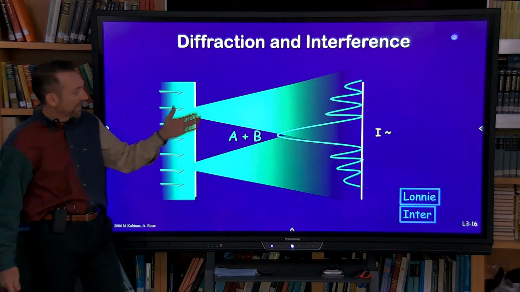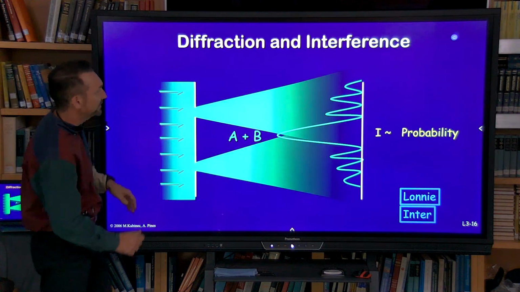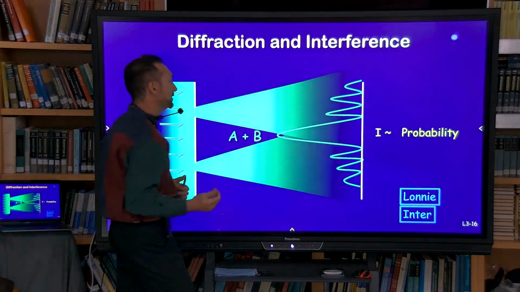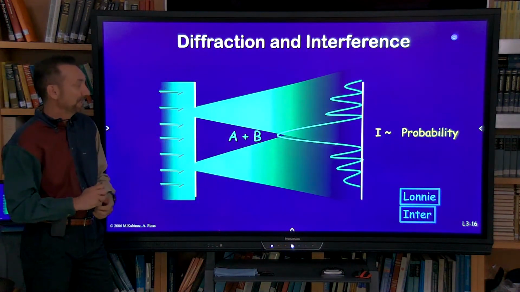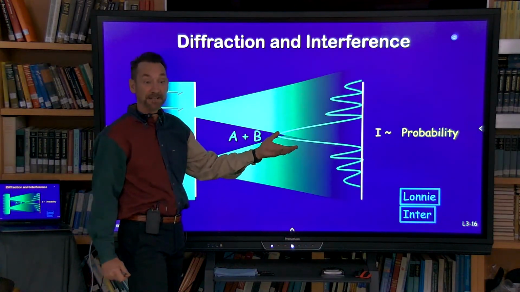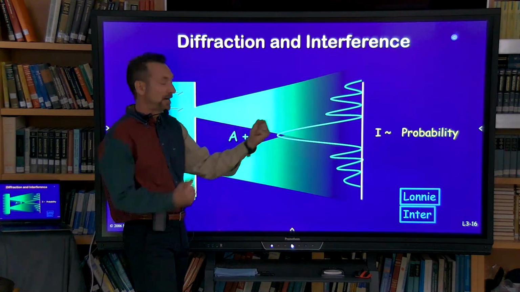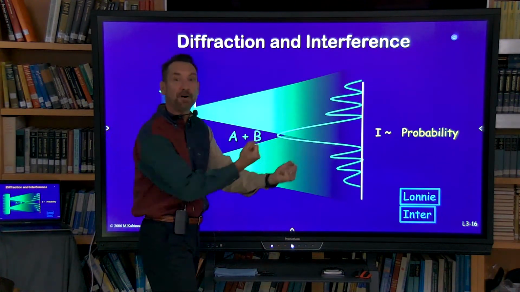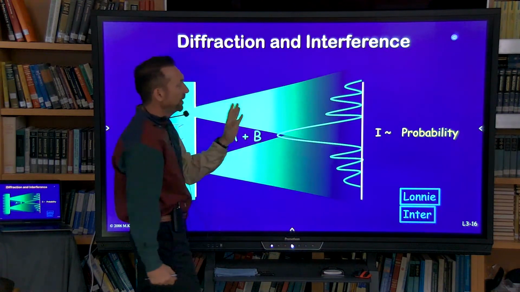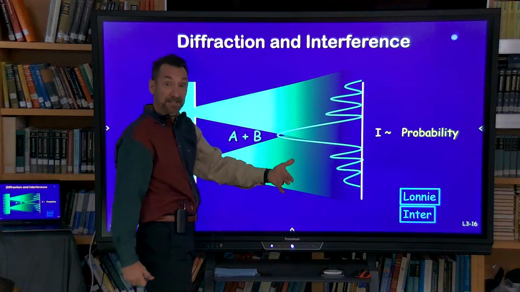So what we have here is an intensity, and we're also associating that with probability. So now we know that the light has a particulate nature. It comes in packages we call photons. So this associating the intensity with the probability starts to make more sense.